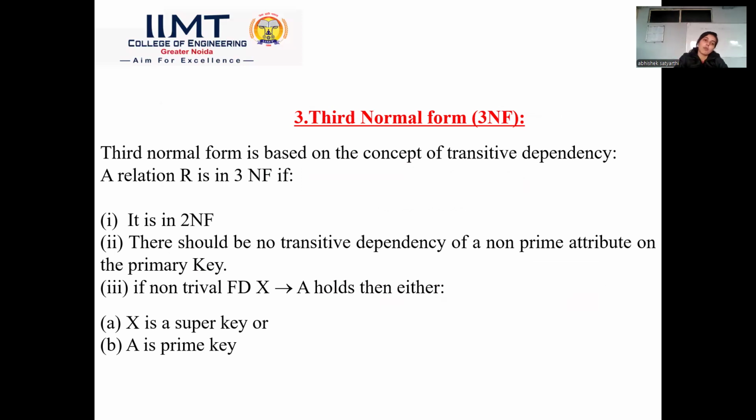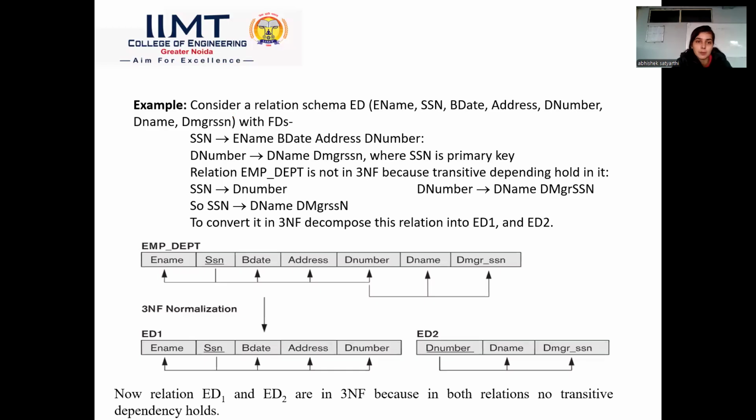Next is third normal form. Third normal form is basically based on the concept of transitive dependency. First, it should be in 2NF. If it is in 2NF, then by default it is in first normal form. And there should not be any case of transitive dependency. It means that X must be a super key, or the right hand side A should be a prime attribute. So there should not be any case of transitive dependency.